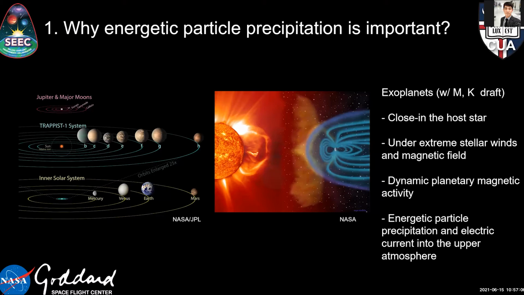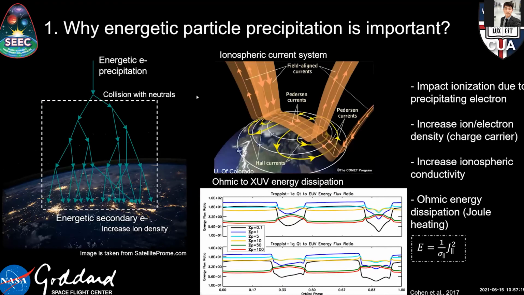This in turn can lead to energetic particle precipitation and extreme electric currents into the upper atmosphere. Energetic particle precipitation can collide with neutrals and cause impact ionization, producing many secondary electrons. This ionization process can repeat multiple times until the secondary electrons dissipate and become thermalized.